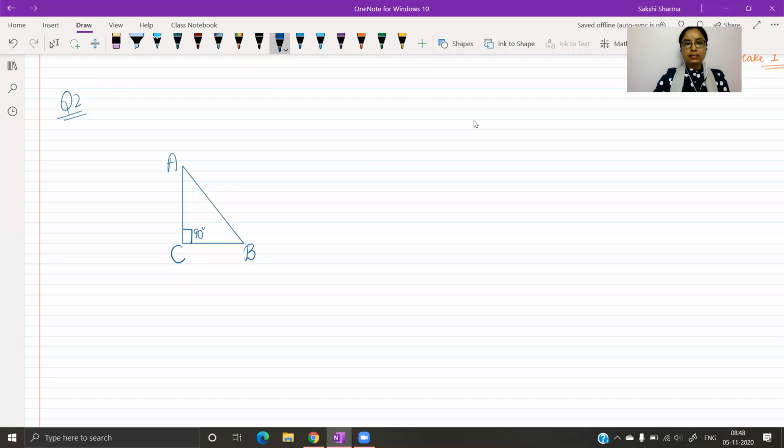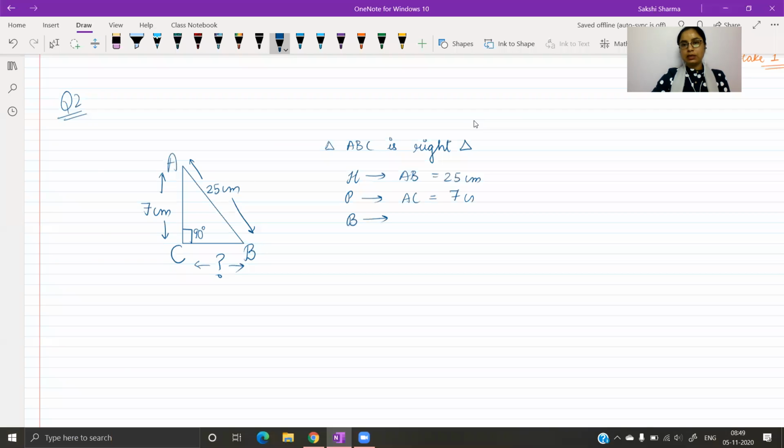You were given that the angle at C is 90 degrees. You have been given AB, the longest side, as 25 centimeters. Then AC, this side is 7 centimeters. And you don't have this, BC. Triangle ABC is right triangle. First thing we want to write down is we want to write down the hypotenuse, the perpendicular, and the base. The hypotenuse is AB, length is 25 centimeters, perpendicular is AC, the length is 7 centimeters, and the base is BC, which I don't have.